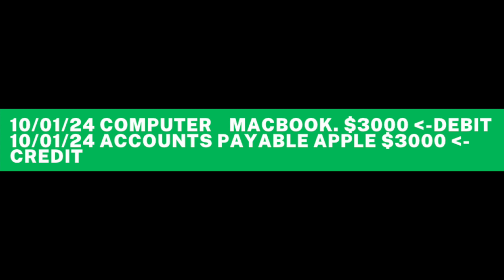Second example, you needed to buy a computer for $3,000 and you purchased it from Apple on account. So what transaction do you record? First, you populate the date of October 1st and you debit computer and you populate the line description of MacBook so you know what kind of computer you bought, for $3,000, and then you credit accounts payable for $3,000, and you put in the description Apple, knowing that you're going to have to pay Apple back at a later date for $3,000.